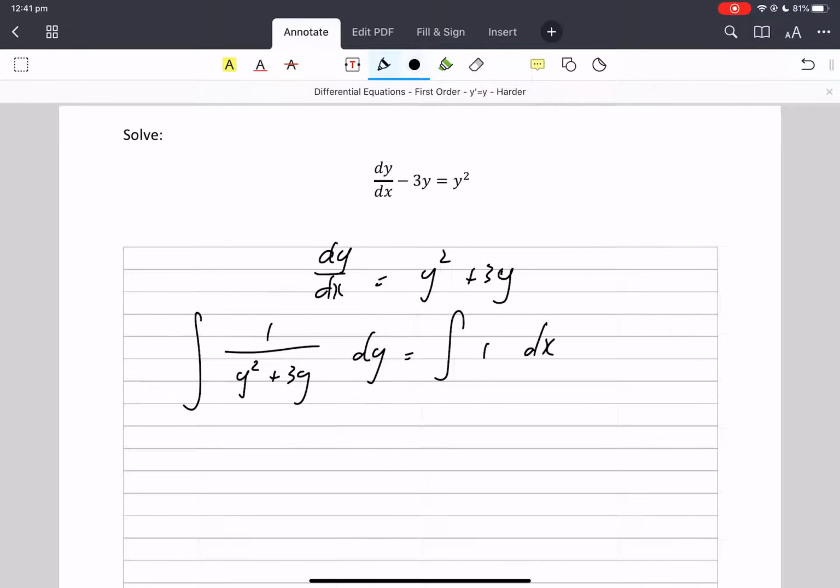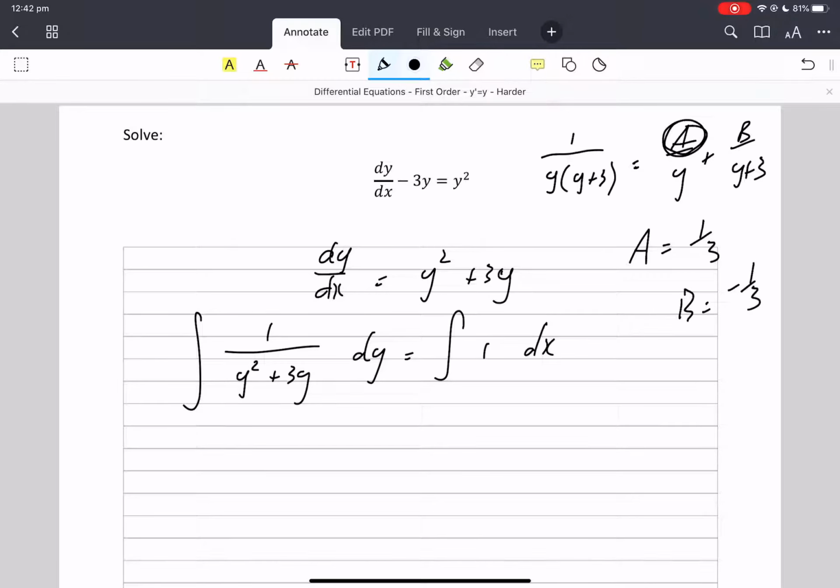Yeehaw, partial fractions. Partial fractions, oh my gosh, so that's going to be equals A on y plus B on. So if you need help with your partial fractions, you need to look at the partial fractions video. Here, I've just done this before. A is a third and B turns out to be minus a third.